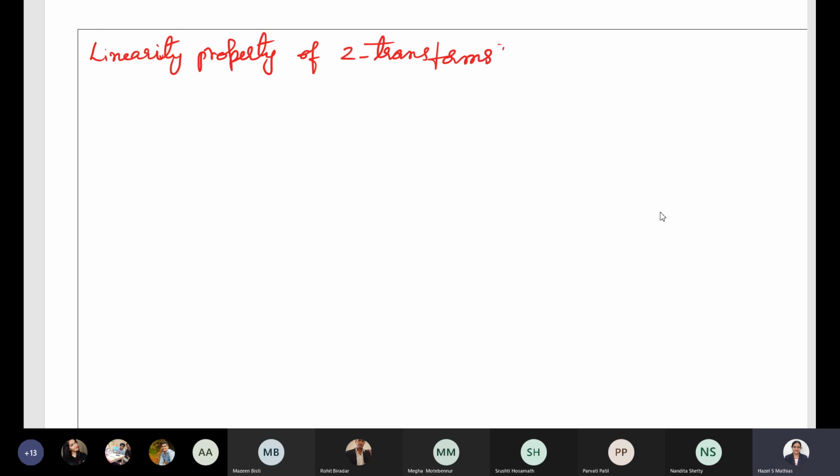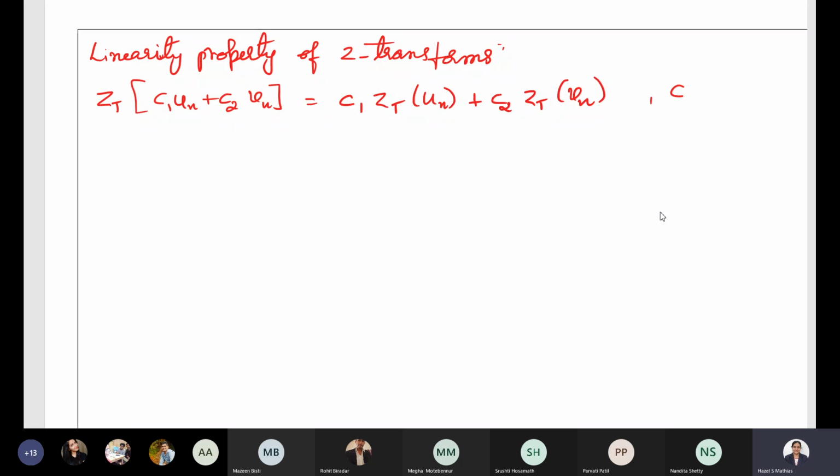So what is that? It is very simple. Suppose we have Z transform of C1 Un plus C2 Vn. It can be written as C1 into Z transform of Un plus C2 into Z transform of Vn, where C1 and C2 are constants. So this is the first property, that is linearity property.